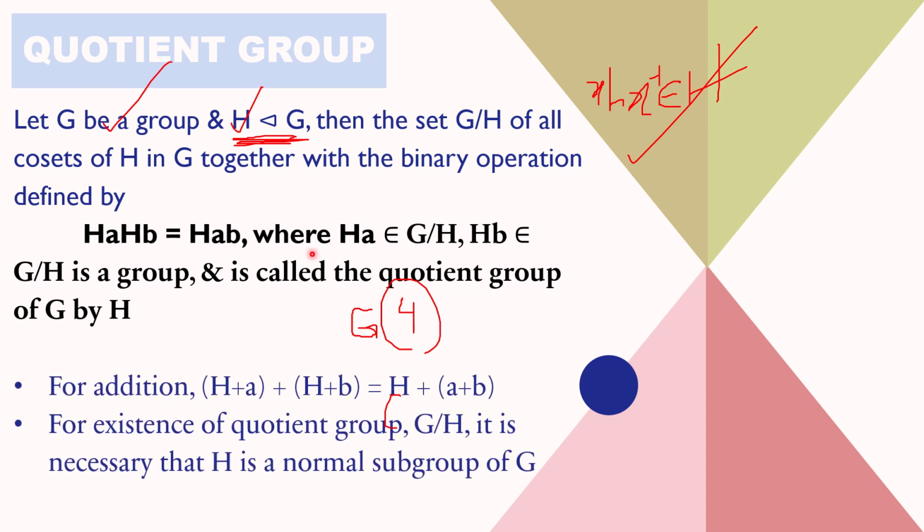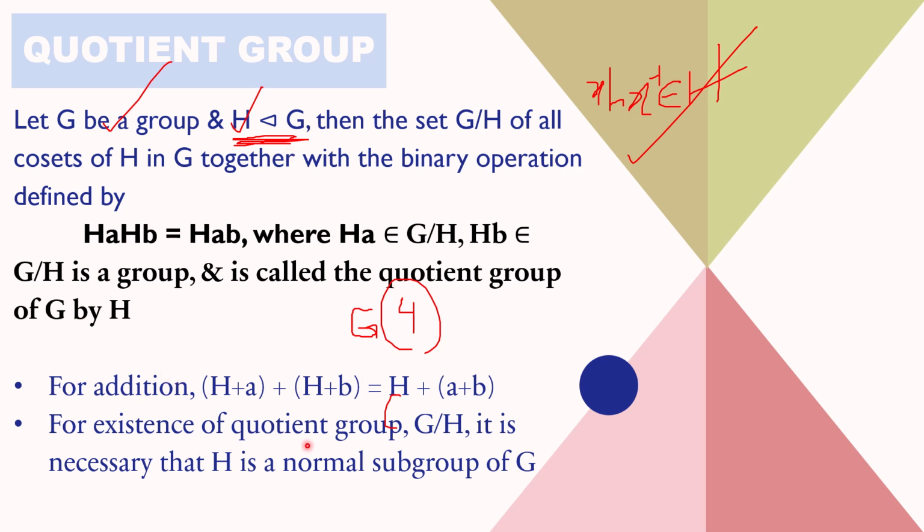In case the operation is addition, it will be H plus A, which is one right coset, added to H plus B, which is another right coset, and that will give you H plus A plus B. So it's just the same thing, only here the operation is multiplication and there the operation is addition.